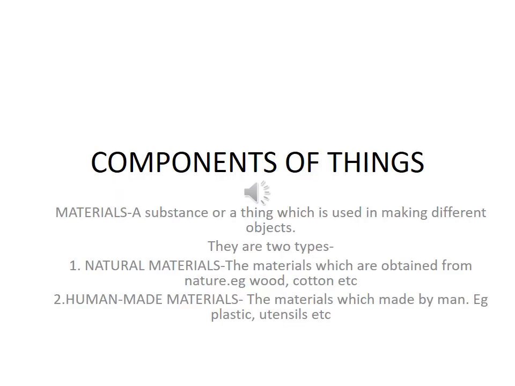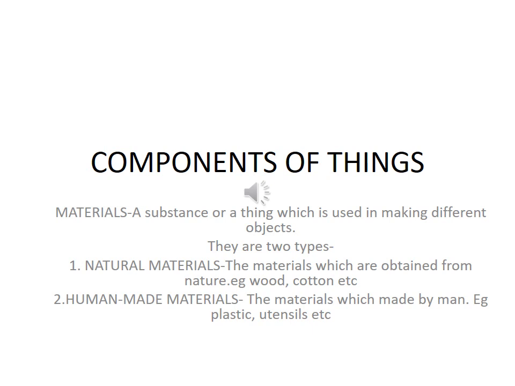Components of things: as you know, all the objects are made up of one or more kinds of material. For example, a chair is made up of wood. Here chair is the object and wood is the material. So what is an object? Anything that we can see or touch. And a material is a substance or a thing which is used in making different objects.